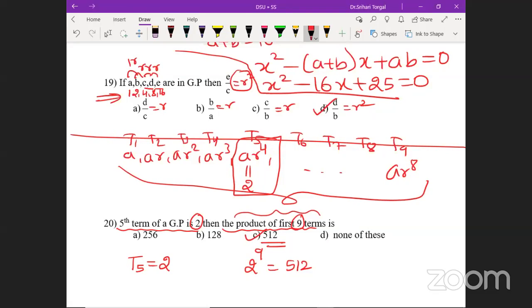Multiplication. What to do? See what they have given here. They have given the fifth term, and the first 9 terms. Take 2 first. And how many terms they told you to multiply? 2 power 9, that is 512, the answer. Finish.